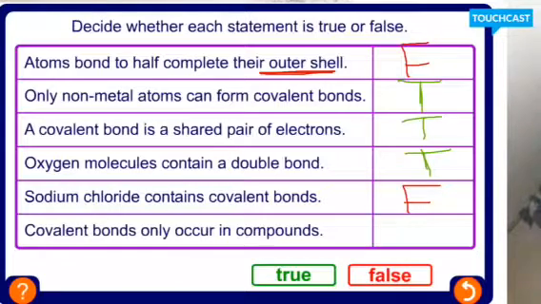Covalent bonds only occur in compounds. This is absolutely not true, because covalent bonds can be found in diatomic molecules such as oxygen, chlorine, fluorine, etc. Okay, so it can be O2, Cl2, F2, etc.